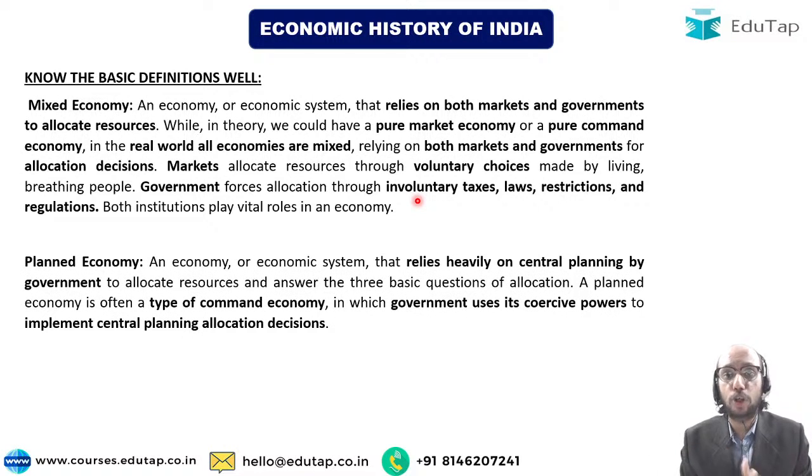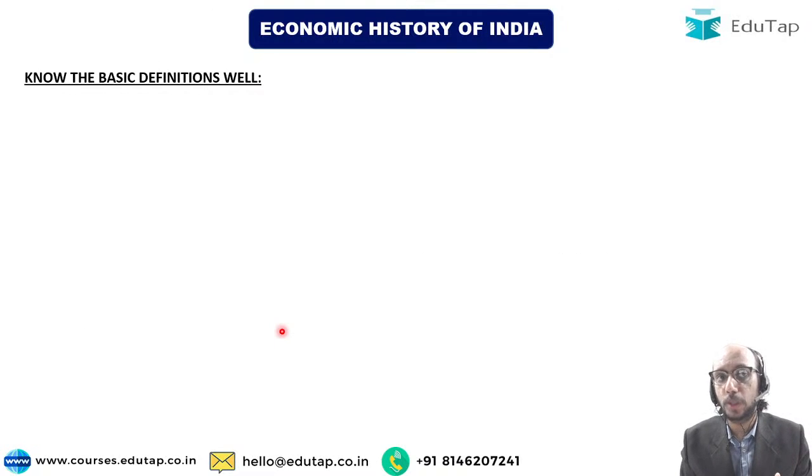We were a planned economy. What is the meaning of we being a planned economy? It is an economy which relies heavily on central planning by government, right? It is a type of command economy in which government uses its coercive powers to implement central planning allocation decisions. So we were a planned economy. So you should be able to quickly describe the meaning of planned economy in beautiful words, and these are the beautiful words that you should be able to use.